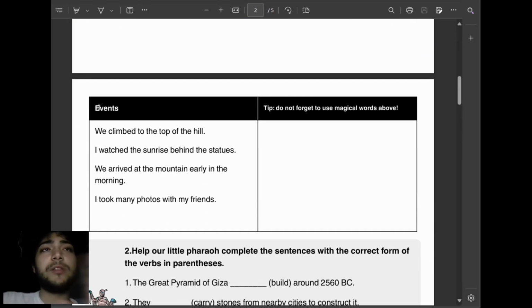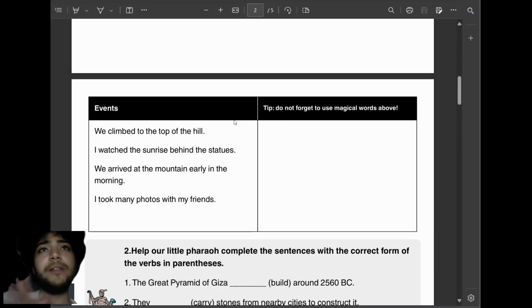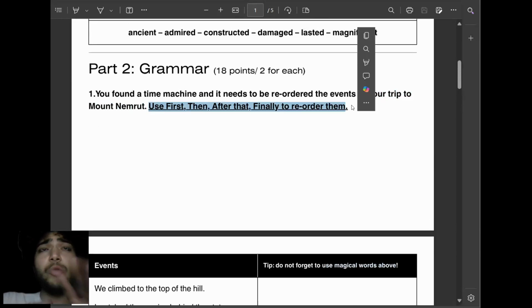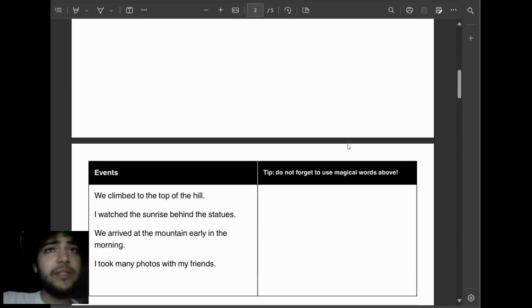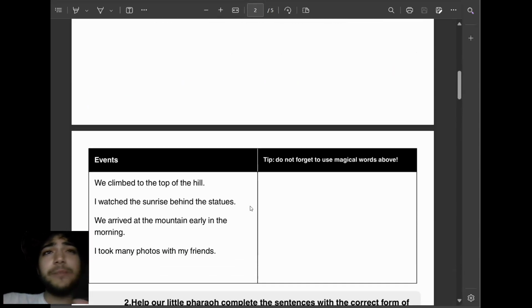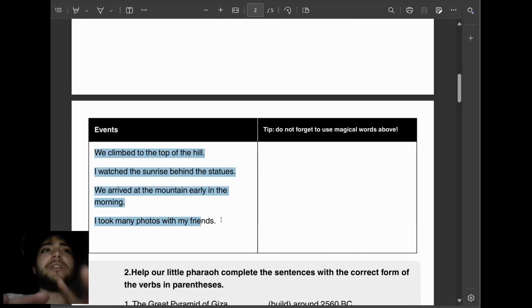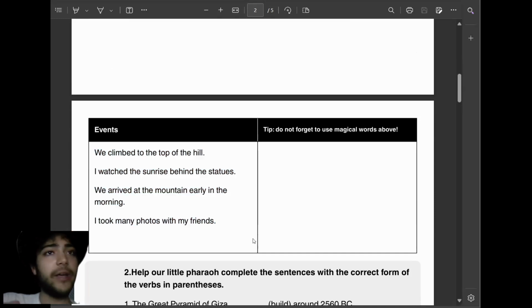I put in events and said, please use the magical words above. These are the magical words, the sequencing words, and they did it really well. But some of them said, how am I going to decide which one is first? It was a little bit confusing for them since they're ninth graders, but most of them did really, really well.